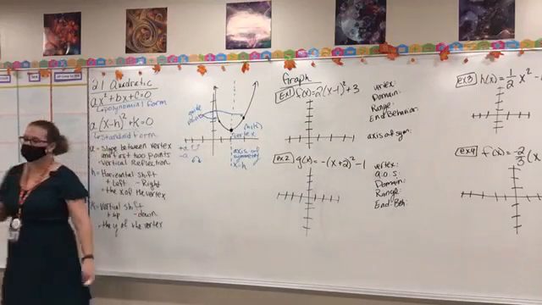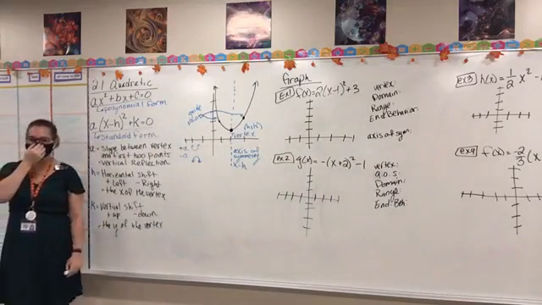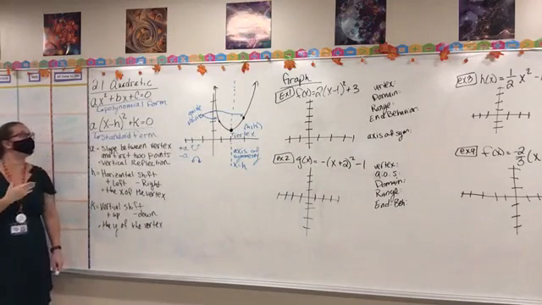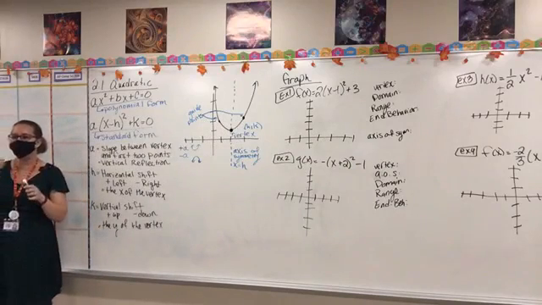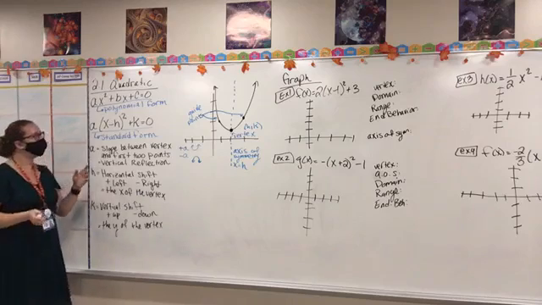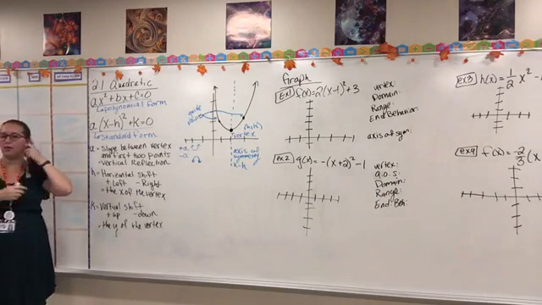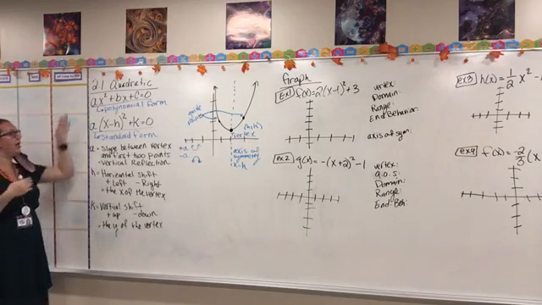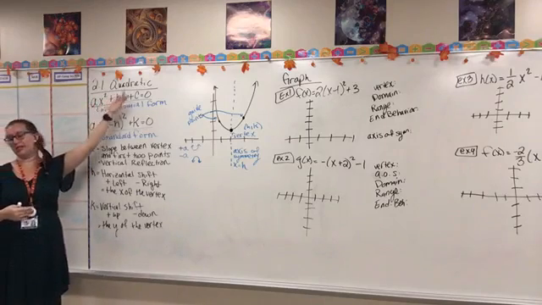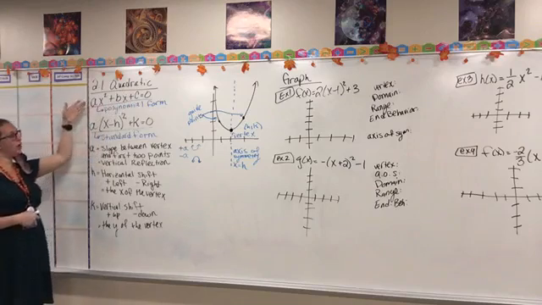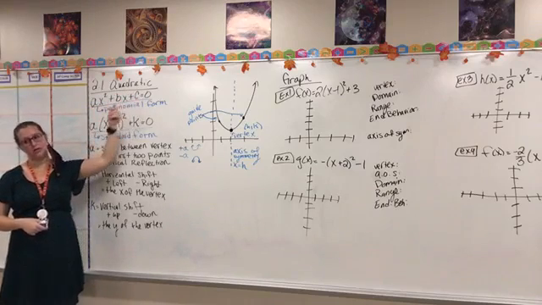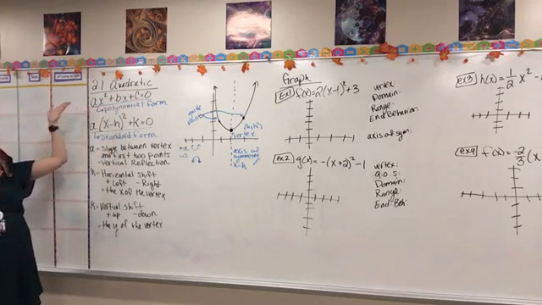Okay, so we're starting 2.1 today. Today we're starting with quadratics. There are two forms of quadratics. You have your polynomial form, which is written in standard form of decreasing order of degree, ax squared plus bx plus c. Starting with your squared term, ending with your constant. That's your polynomial form.